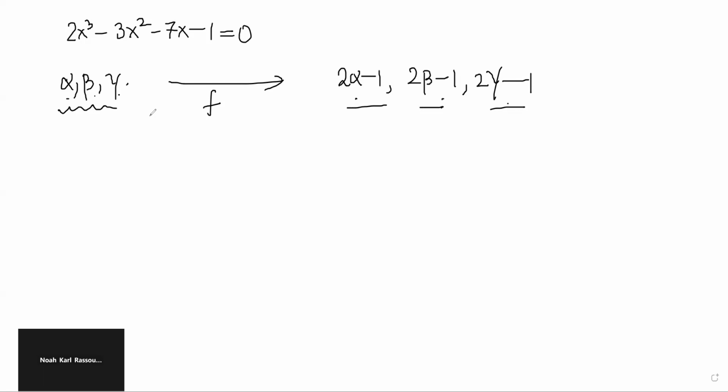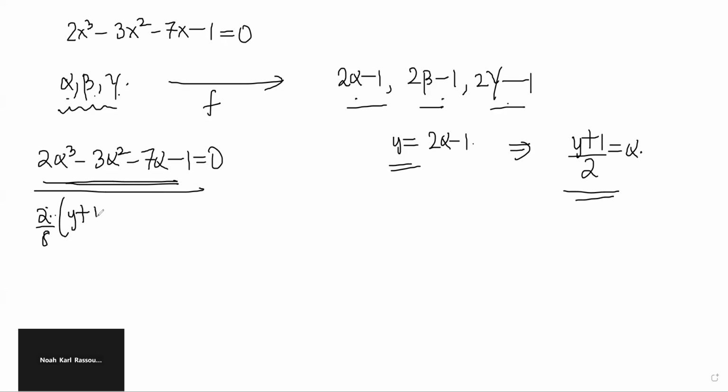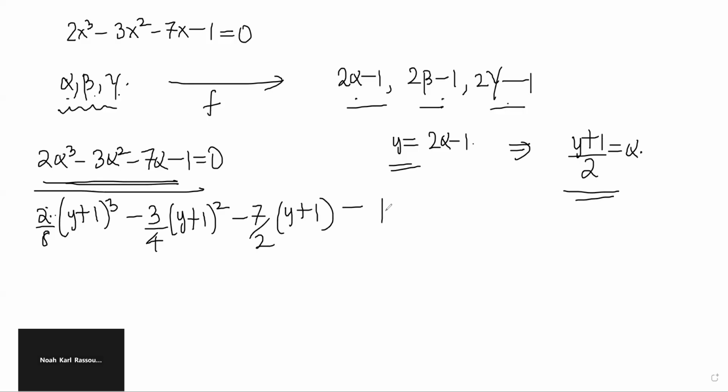So what we are saying is this is true: 2 alpha cube minus 3 alpha square minus 7 alpha minus 1 equal to 0. Now, my new variable, however, is y equal to 2 alpha minus 1. So, obviously, I need y to be a root of a new equation. So I will say y plus 1 by 2 is equal to alpha, and I can put that in this equation of alpha. So I'll get 2 by 8 times y plus 1 whole cube minus 3 by 4 times y plus 1 whole square minus 7 by 2 times y plus 1 minus 1 is 0.